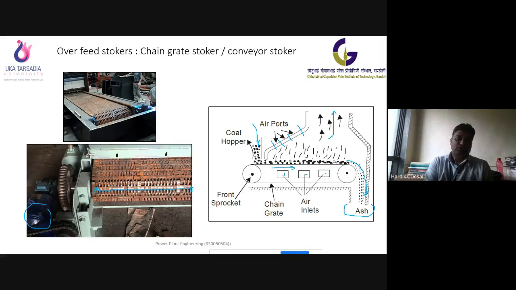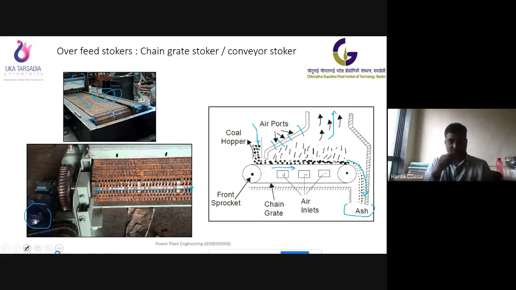So in this picture also you can see this will be the movement. Somewhere here you will have the coal hopper, and over here you will have the burning of the fuel, and then your ash will be collected in the ash pits. So this is the chain grate stoker.